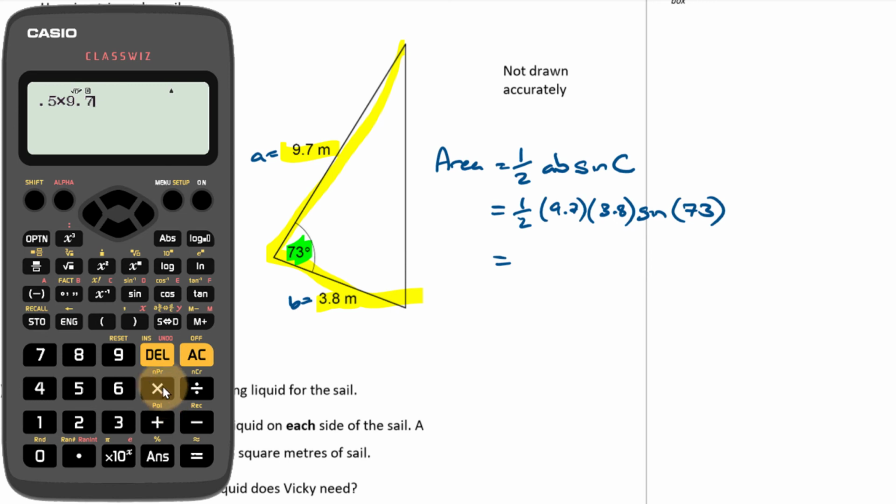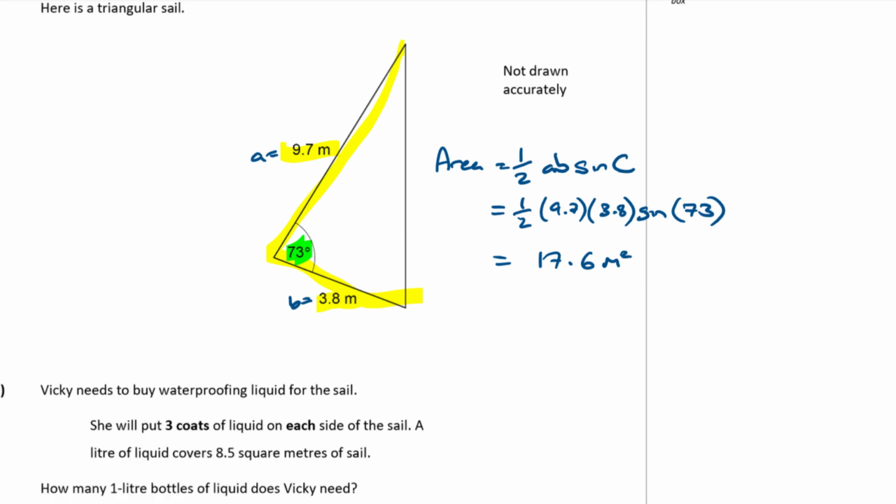So 0.5 times 9.7 times 3.8 times the sine of 73. That gives me an area of 17.6 square meters. I'm just going to write down 17.6, and I'm going to leave that full calculator display, so I might use it in my later answer. Right, so that is the total area of the sail.